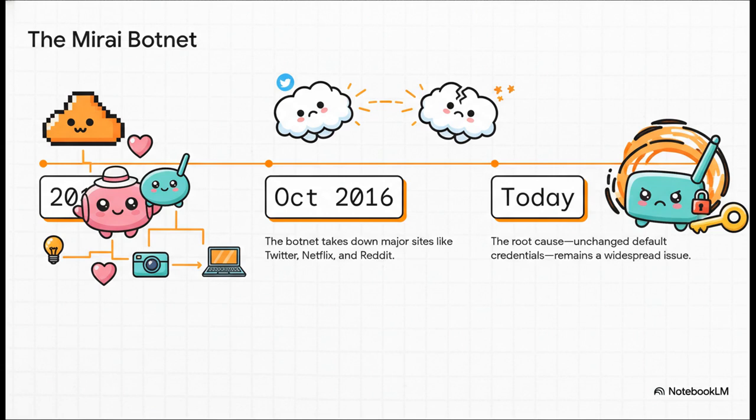That army then attacked a major DNS provider and, boom, brought down Netflix, Twitter, and Reddit for pretty much the entire US East Coast. And the scariest part?